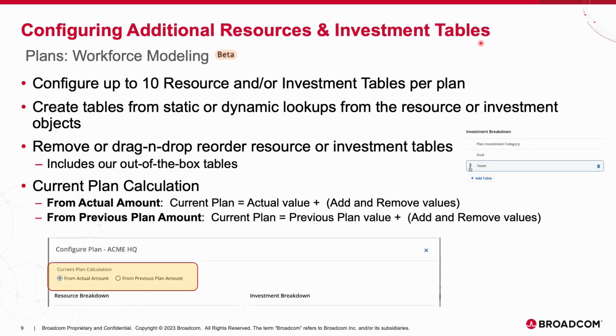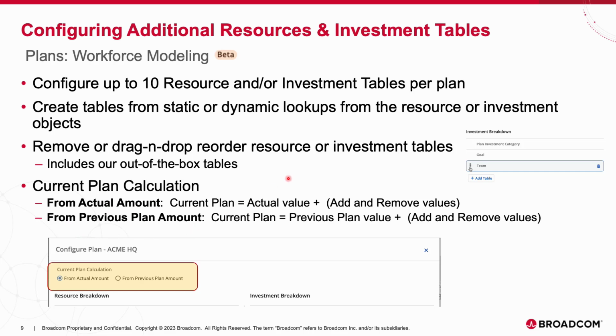So when you're configuring your resource or investment tables, you have up to 10 resource and/or investment tables per plan. And you create these tables based on static or dynamic lookups on the resource or investment abstract object. You're able to reorder the investment or resource tables within your plan, even the out-of-the-box ones. And also, we allow you to choose how you calculate your current plan calculation. So it's based on your prior plans, either your actual amounts or your previous plan amounts.